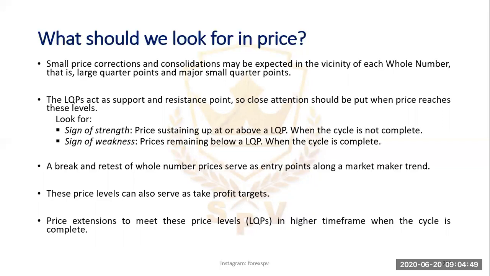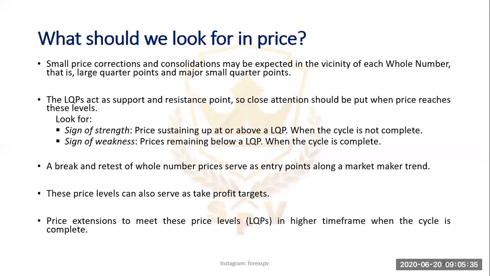Now we look for a sign of strength, and a sign of strength simply means price sustaining at or above a large quarter point. And this is only possible when the market maker cycle is not complete. When price reaches the large quarter point and the cycle is not complete, you see price showing a sign of strength and breaking the large quarter point. And we also look for a sign of weakness, price remaining below a large quarter point. And this is valid when the cycle is complete. And that adds a very good confidence that price will reverse there.